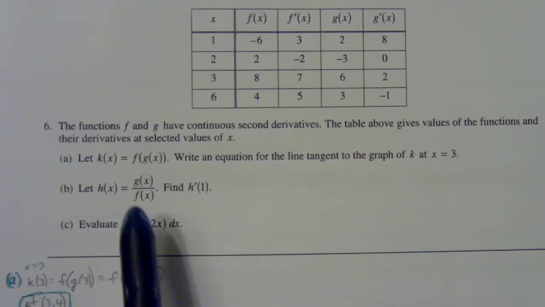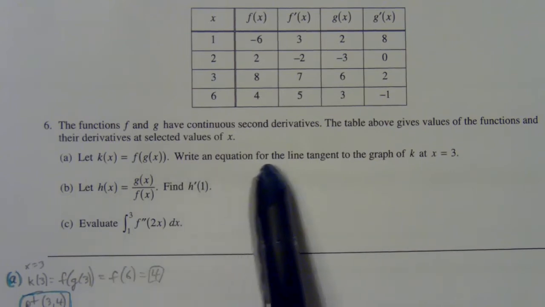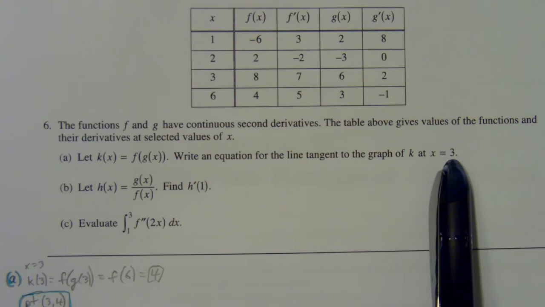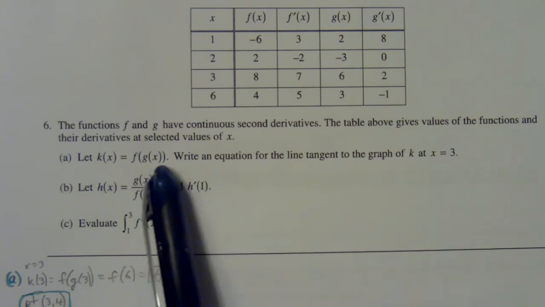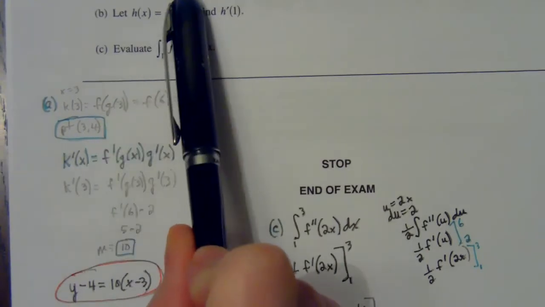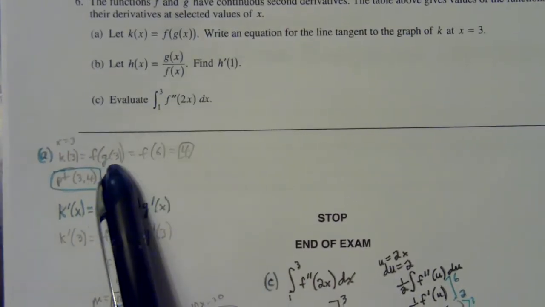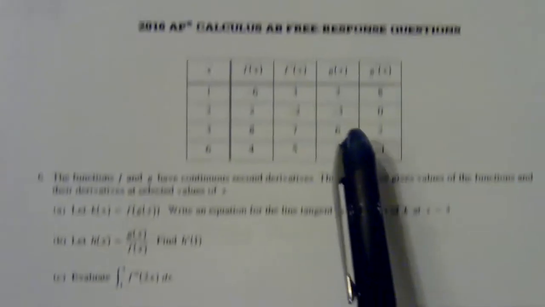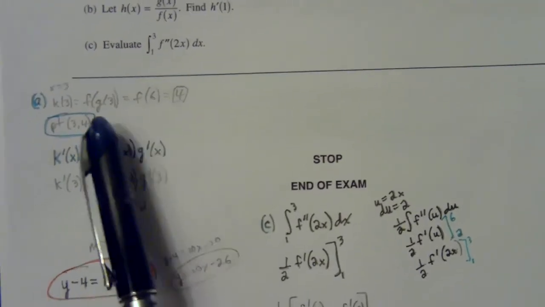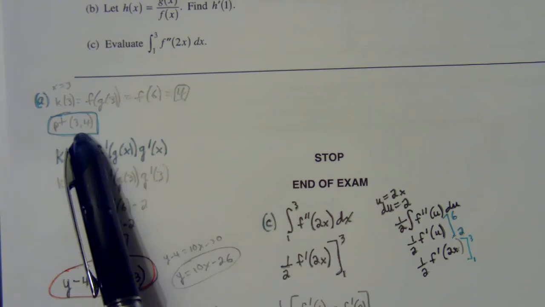All right, so part A says write the equation of the tangent line at x equals 3. Now x equals 3, I have to first figure out the y value. So I have to take that 3 and plug it into this composition function. So I plugged in 3 for that x, and then I have to do f of g of 3. G of 3 from our table is equal to 6. That's how I get the 6, and then f of 6 from the table is equal to 4. So there's our y value. So our x is 3, y is 4, there's our point.